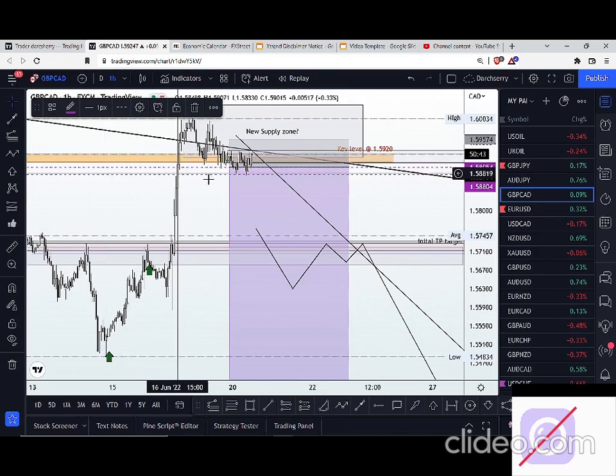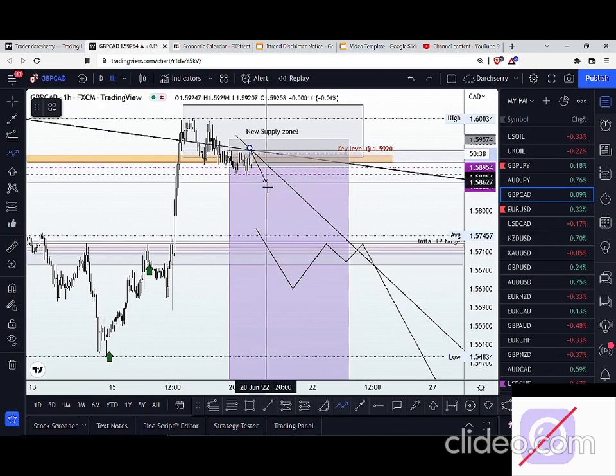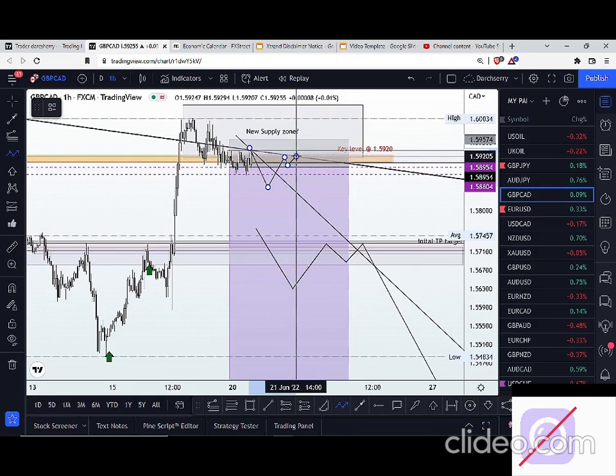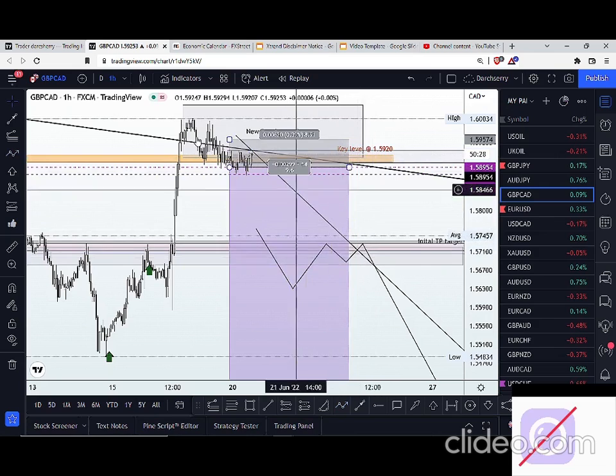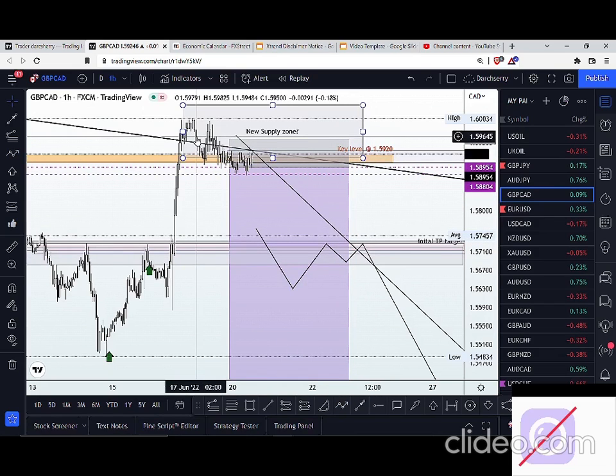1.58954, which I'm using to test waters. And after I see a breakdown of that area, then I'll look for a retest of structure to look for patterns on lower time frame. Then I would add one more position to this trade. So let's see how this plays out as we go into the New York session.